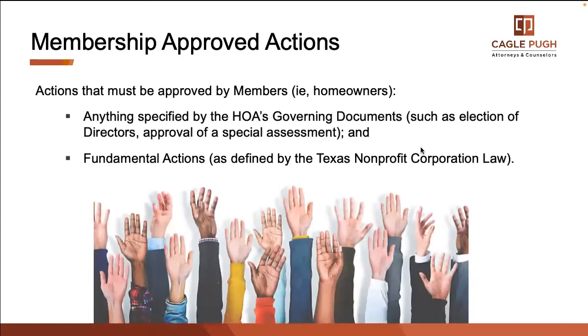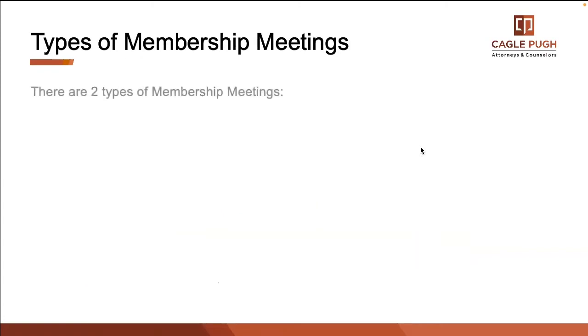So there are actions that must be approved by members, the actual homeowners, at a membership meeting. Those things are anything specified in the governing documents, like the election of directors or the approval of a special assessment, and then fundamental actions. This is going to rarely come up, but there are fundamental actions defined by Chapter 22 of the Business Organizations Code, like if you were deciding to sell all or substantially all of the assets of the entity, or if you were trying to dissolve your association. Those are things that have to be voted on by the members.